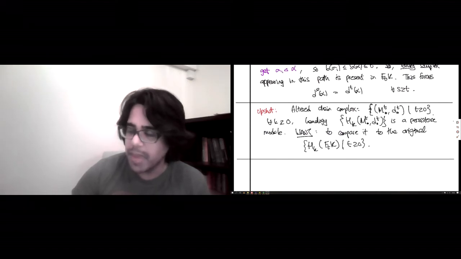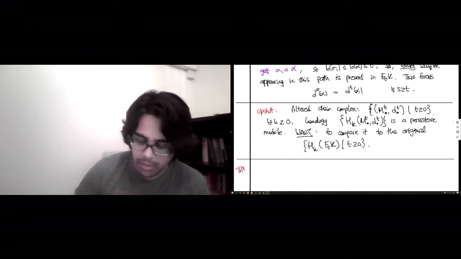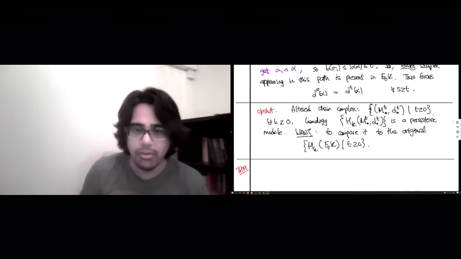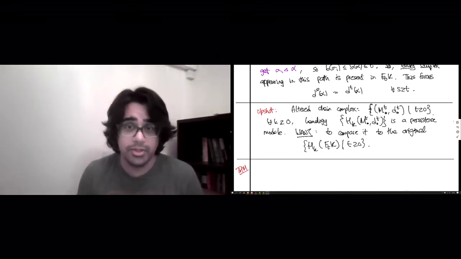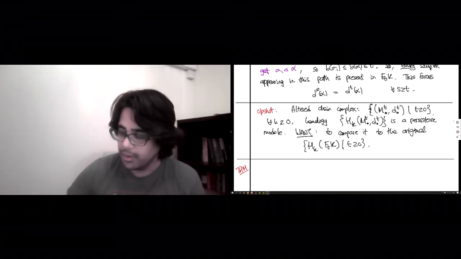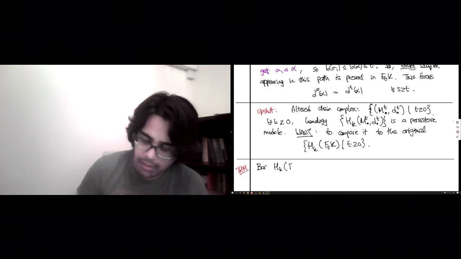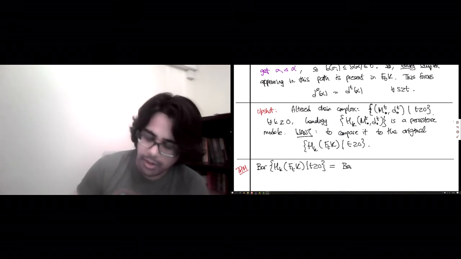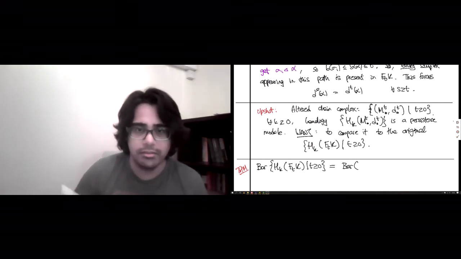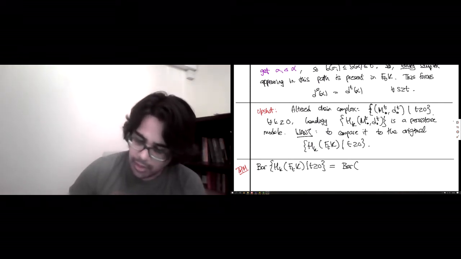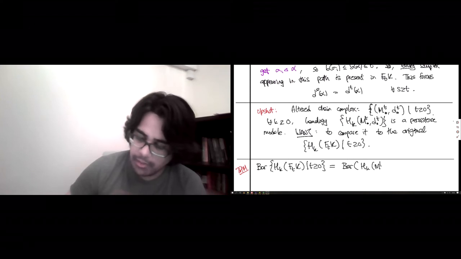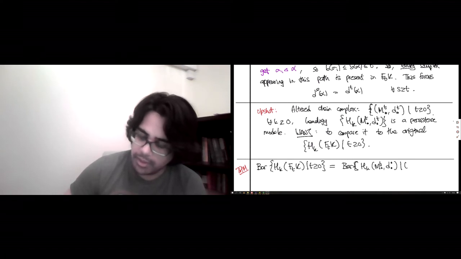And here's the main theorem. This is the main result for how acyclic partial matchings make computing persistence easier. The main result is that the barcodes of Hk of FTK, this persistence module, are exactly the same as the barcodes of the Morse filtered chain complex. So Hk of MT, D, this is again for t bigger than 0.